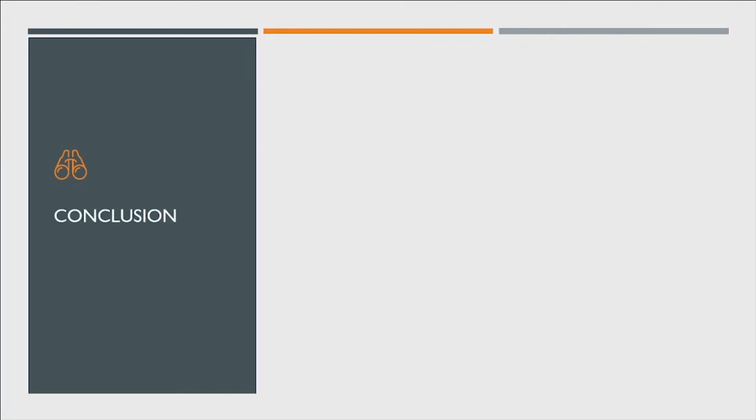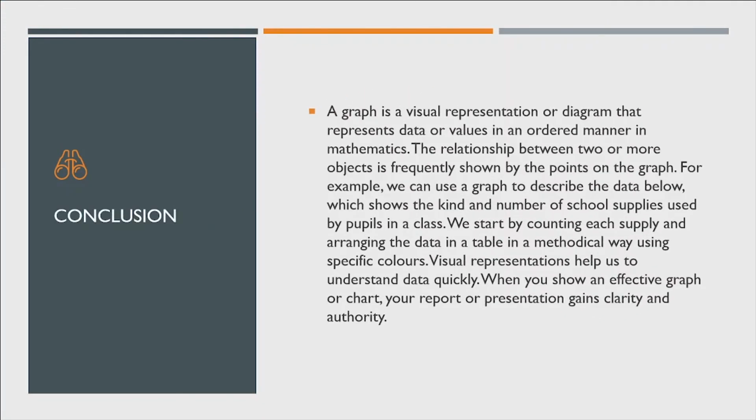For the conclusion, finally, we can conclude that a graph is a visual representation or diagram that represents data or values in an ordered manner in mathematics. The relationship between two or more objects is frequently shown by points on the graph. For example, we can use a graph to describe the data below, which shows the kind and number of school supplies used by people in a class.